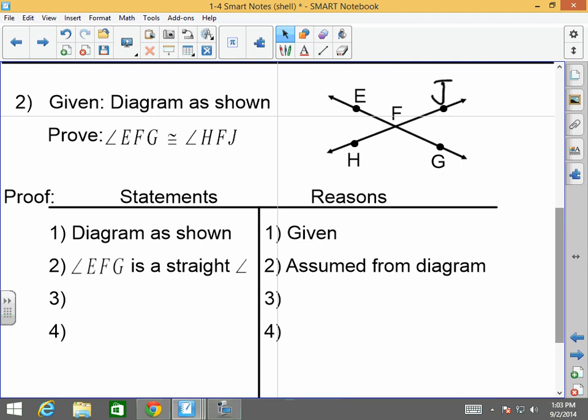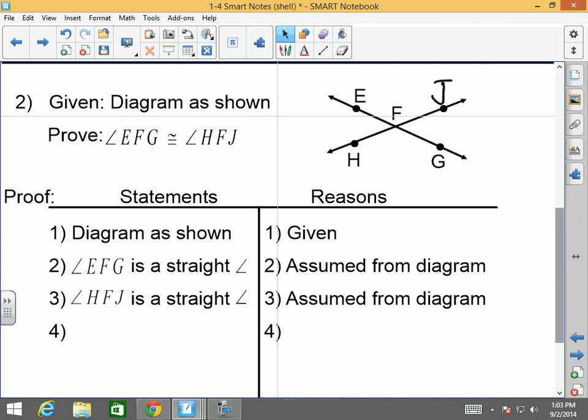Next on the totem pole, HFJ is a straight angle. How do we know it's a straight angle? Because you can assume it. Now, if you wanted to go above and beyond, you could say the measure of angle EFG is 180, definition of straight angle. The measure of angle HFJ is 180, definition of straight angle. And then you can get to, if two angles have the same measure, they are congruent.